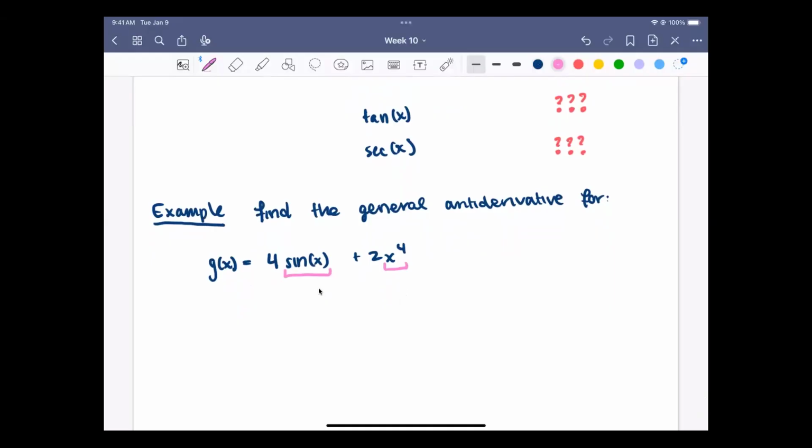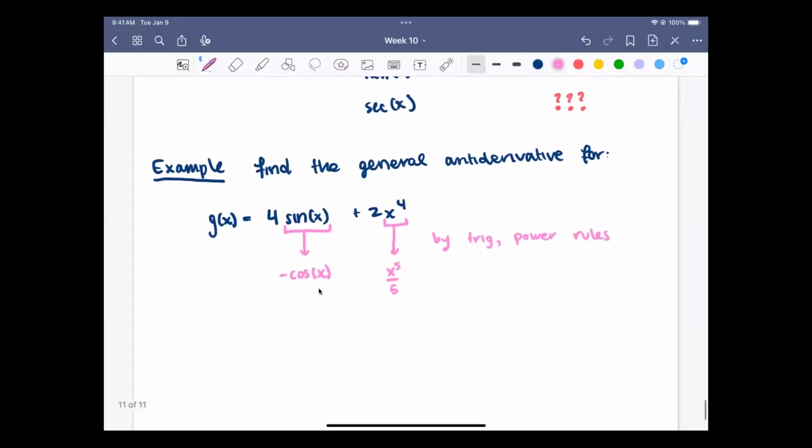Okay, so we know the antiderivative of sine x is minus cosine x. And the antiderivative of x to the fourth is going to be x to the fifth divided by 5. So this is by trig and power rules.